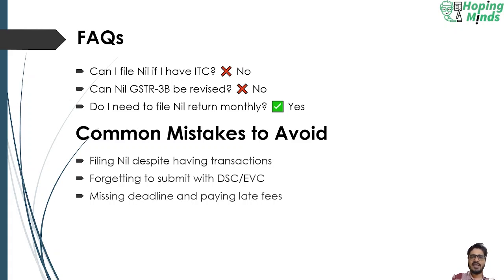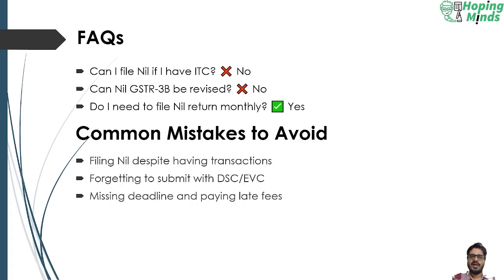Then, can nil GSTR-3B be revised? No. There is no option to revise GSTR-3B returns. So if you have filed your GSTR-3B return as nil for the reporting period, you cannot amend it later with transactions. Do I need to file nil return monthly? Yes, if you have opted for monthly filing of GST return, then you must file your nil GSTR-3B return every month. Or if you have opted for the quarterly return monthly payment scheme, then also you need to file your GSTR-3B return on a quarterly basis, but nil filing is mandatory.